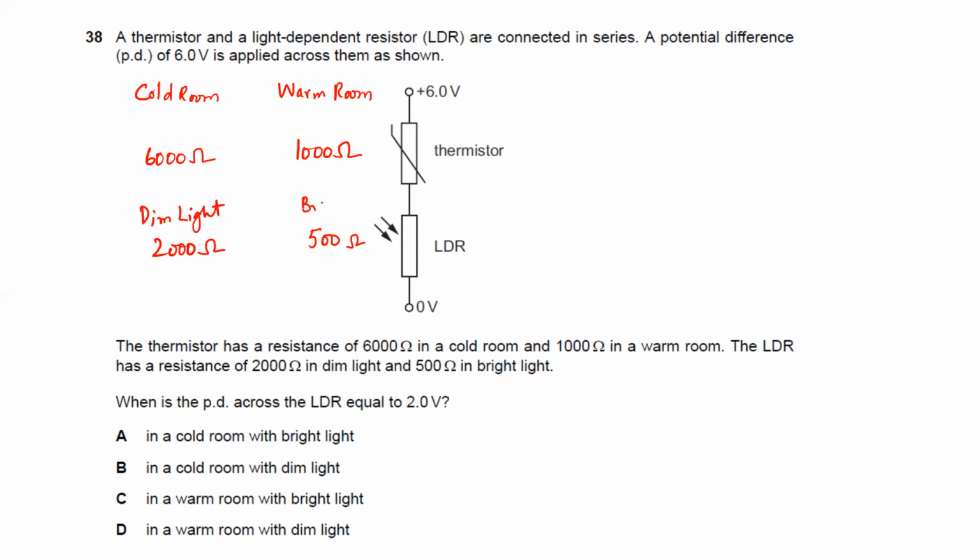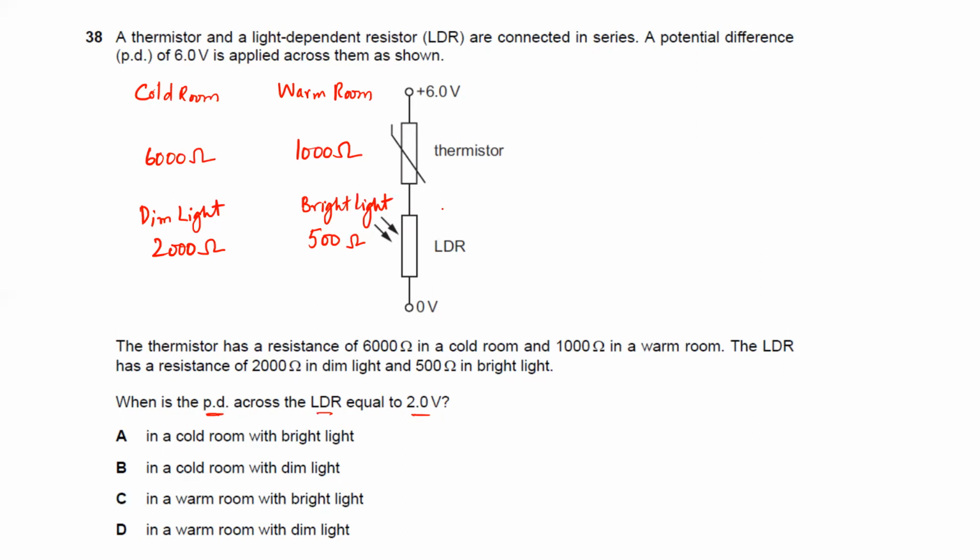This is bright light. Okay. So the thing is, the thermistor has a resistance of... So when is the potential difference across the LDR, light dependent resistor, 2 volts?